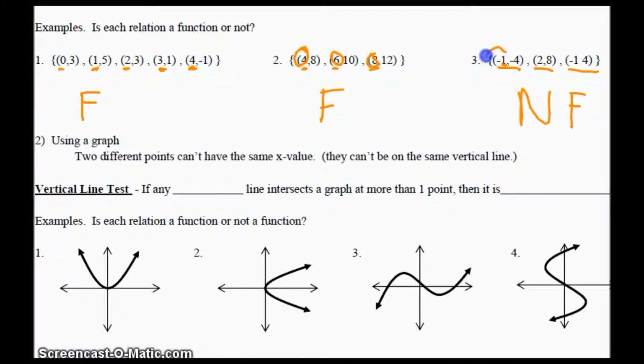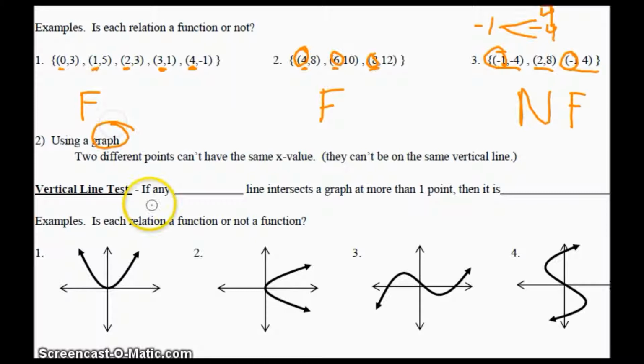Not a function because we have repeating x values with different outputs. -1 corresponds to both 4 and -4. It maps to both of them, so therefore it's not a function. The second part of this is using a graph.